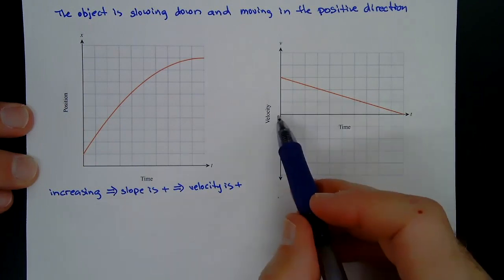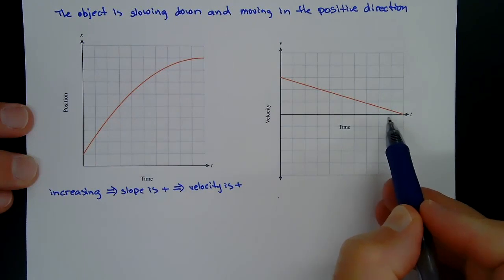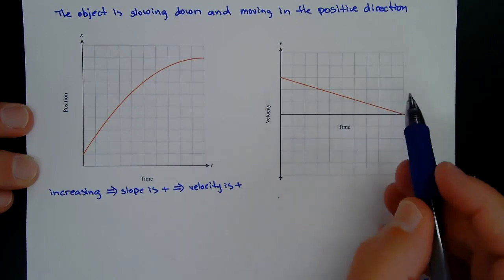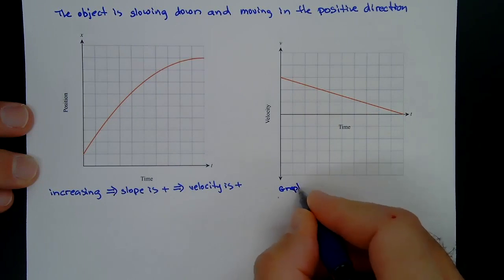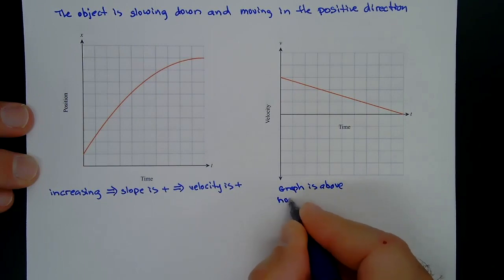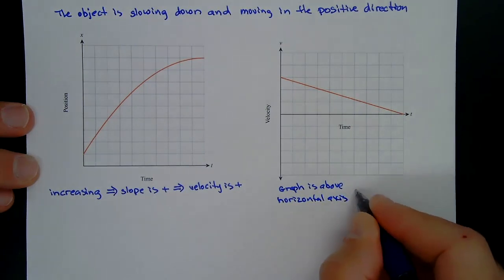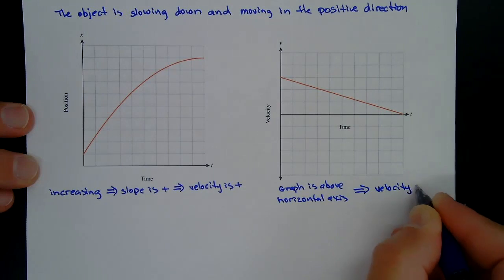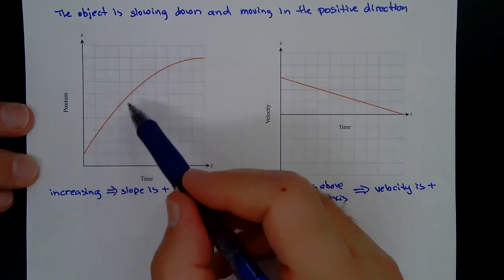Over here, we're looking at velocity time graph, and all of these values are above the horizontal axis. So that tells me that all of these velocities are positive. All of these values, all these outputs are positive. So we're looking at the graph that's being above the horizontal axis, which tells me the velocity is positive. Okay, now curvature, the curvature of this is curving down.